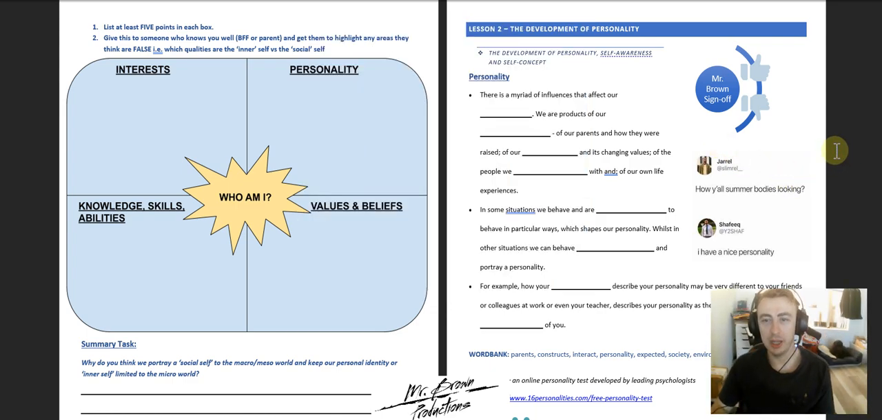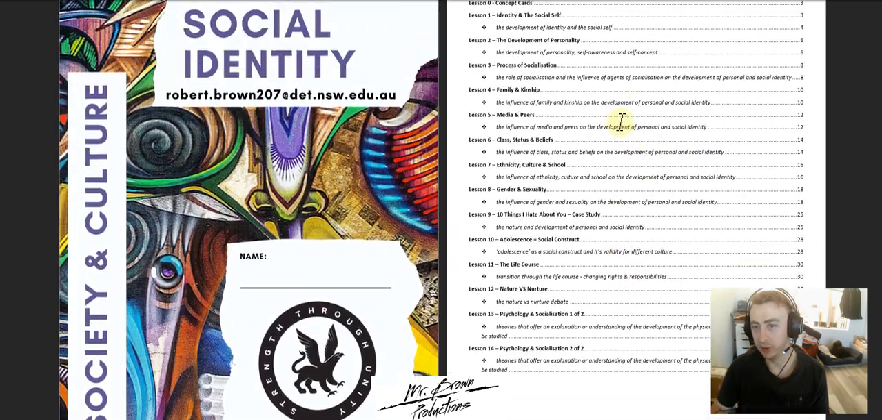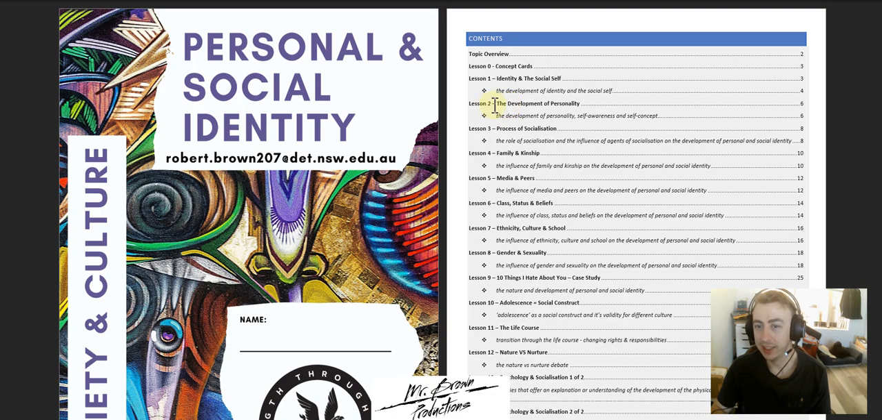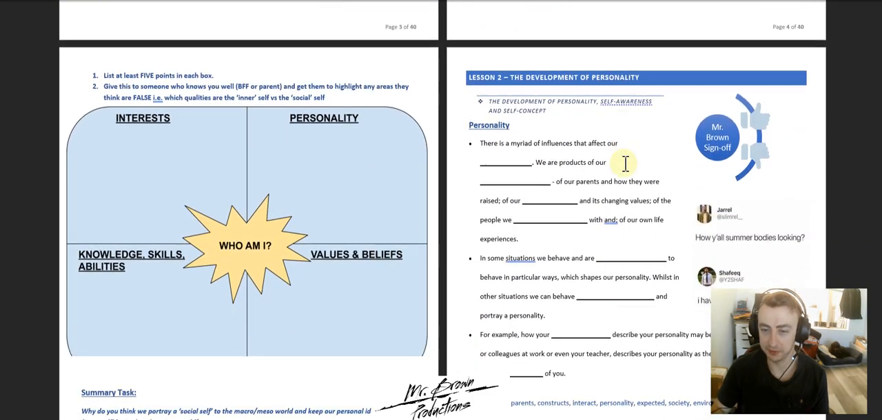G'day everyone, welcome back. This is lesson 2 on the development of personality. Please don't forget to highlight and date the lesson heading here, which also features your syllabus dot point as it does every single lesson. So it's very important that you date and sign and check that off.